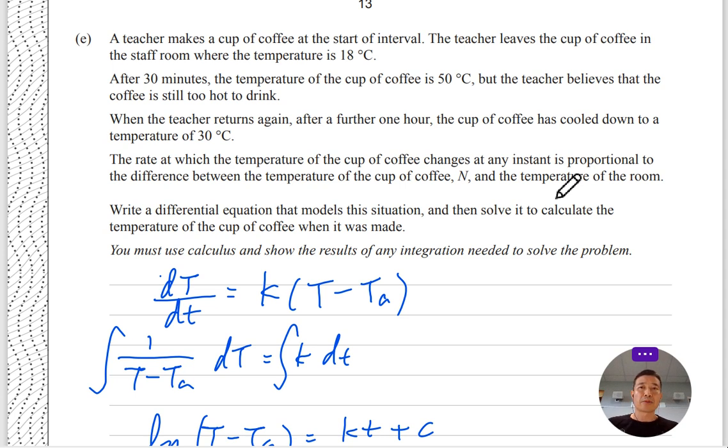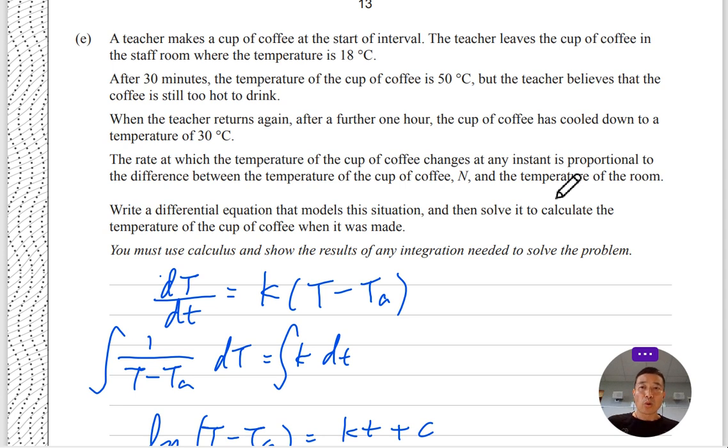A teacher makes a cup of coffee at the start of interval. The teacher leaves the cup of coffee in the staff room where the temperature is 18 degrees Celsius. After 30 minutes, the temperature of the cup of coffee is 50 degrees Celsius. The teacher believes that the coffee is still too hot to drink. When the teacher returns again after a further 1 hour, the cup of coffee has cooled down to a temperature of 30 degrees Celsius.